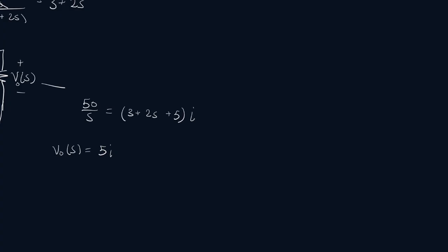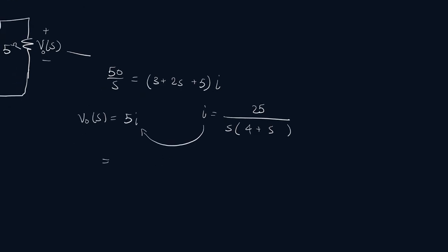So let's isolate for I. It'll be 50 all over S, then obviously we add the like terms up. So 3 plus 5, it'll be 8 plus 2S. Let's factor out the 2. So it'll be 4 plus S, and then we have a 2 here. This turns into 25. And this is your I value. And we can put that into here. So it'll be 5 times 25 all over S times 4 plus S. So this just becomes 125. Hold on, let me double check that. Yeah, okay, 125. And now we can use partial fractions to solve for this.